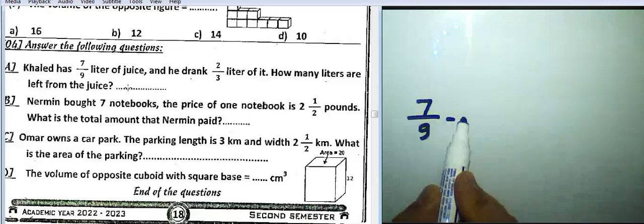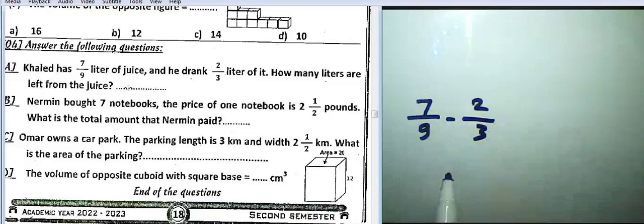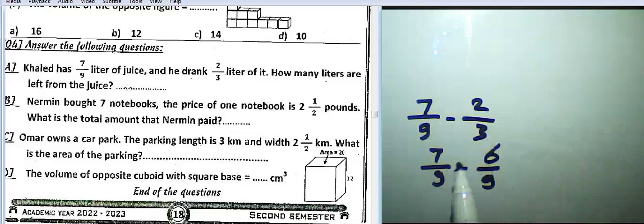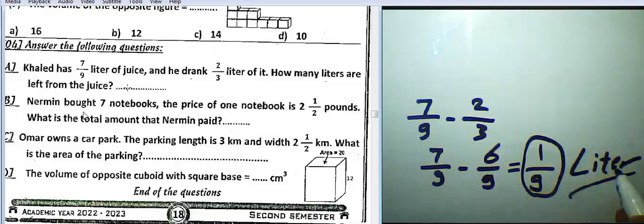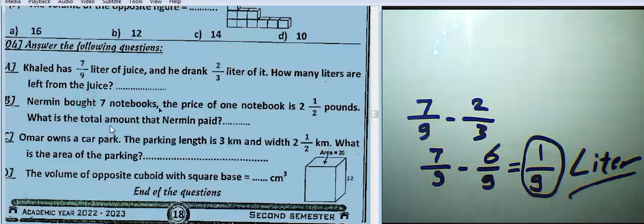7/9 minus 2/3. We can find the least common multiple between them. It will be 9. 3 times 3 equals 9. 3 times 2 equals 6. The difference between them equals 1/9 liter of juice. Question letter B. Nermin bought 7 notebooks. The price of one notebook is 2.5 pounds. What is the total amount Nermin paid? We can find the total by multiplication.